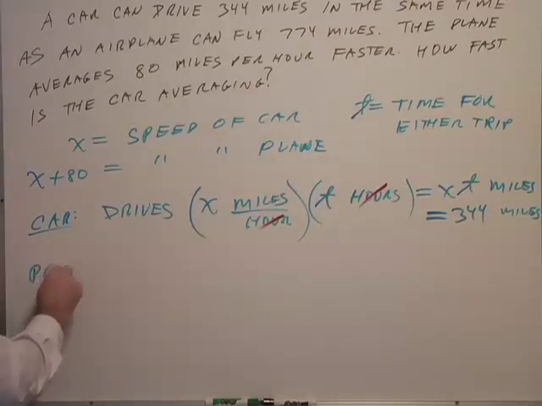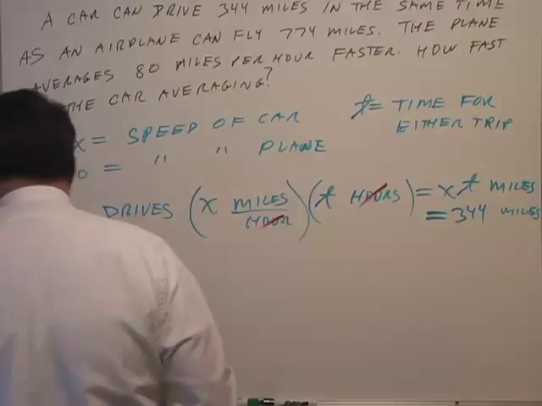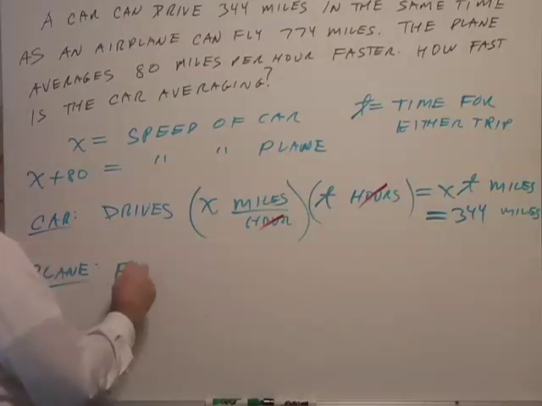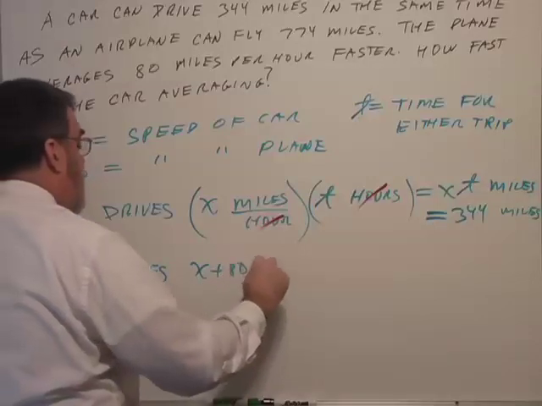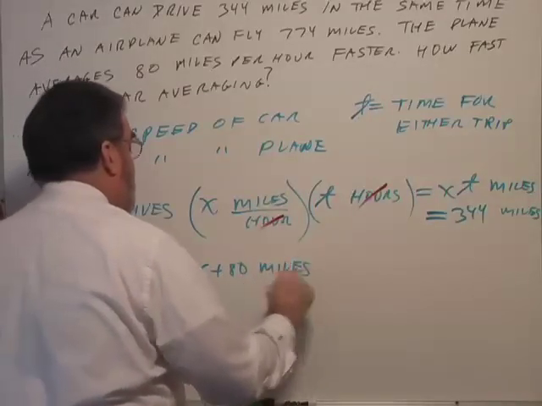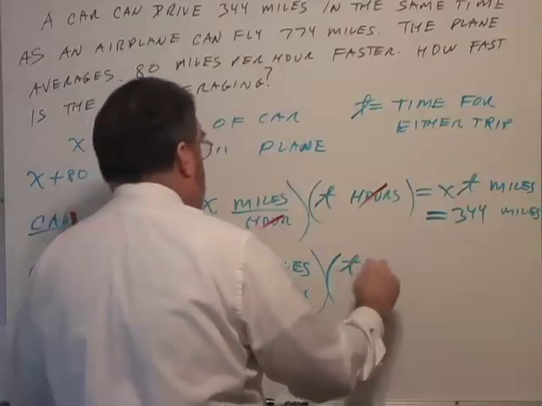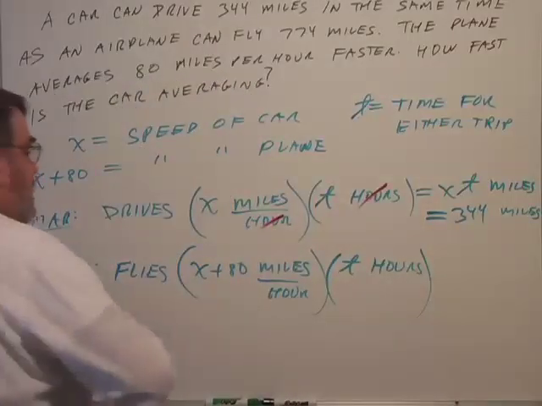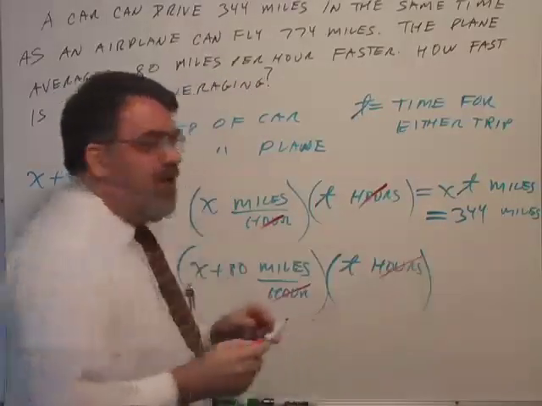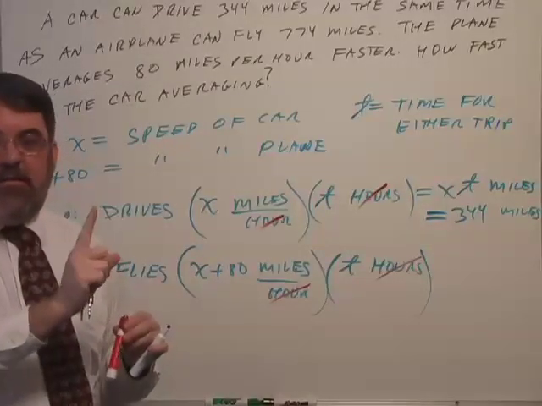The plane flies. It's not driving, it's flying. It flies x plus 80 miles per hour for the same amount of time, t hours. Same time, so I can get by using the same letter here. I'd like to stress that because I've had a lot of students use one letter for two different quantities.